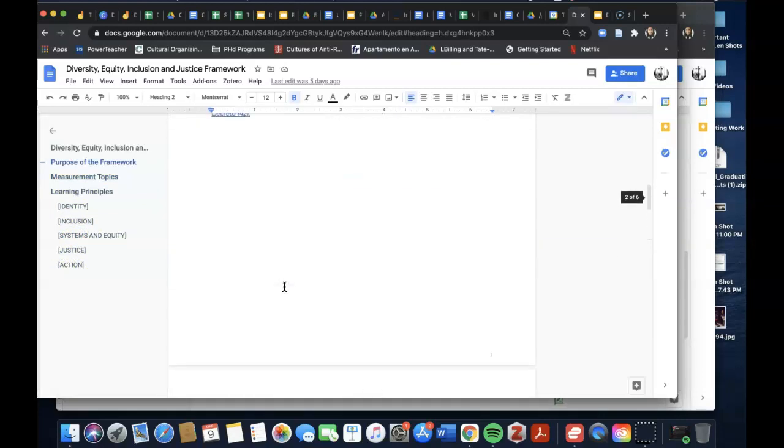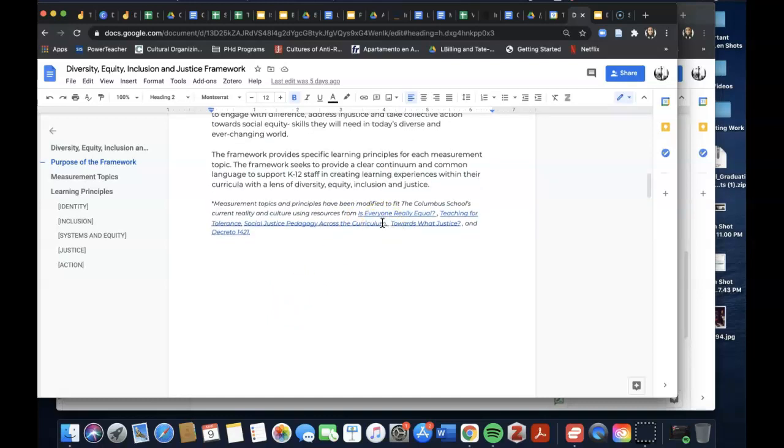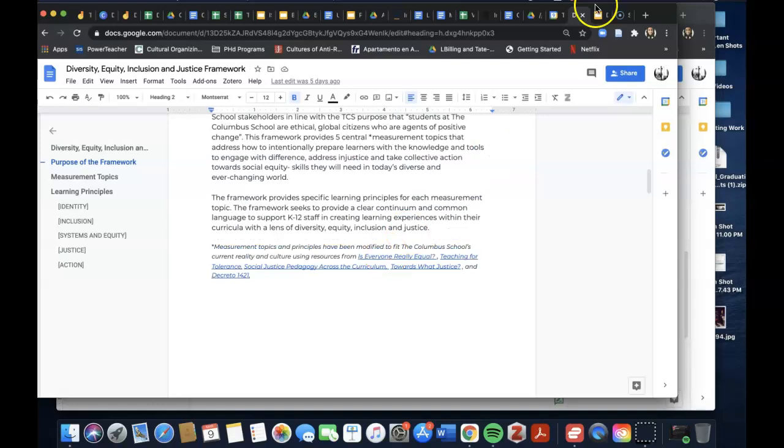This was developed through various iterations. I developed it using these sources that are linked here, and then it was brought to a variety of different eyes for feedback iteration. It went through the student committee, it went through the staff committee, the diversity, equity, inclusion staff committee. I also met with teachers throughout the school from K through 12 in different grade levels to get feedback on language and make sure that this felt accessible to our whole community.